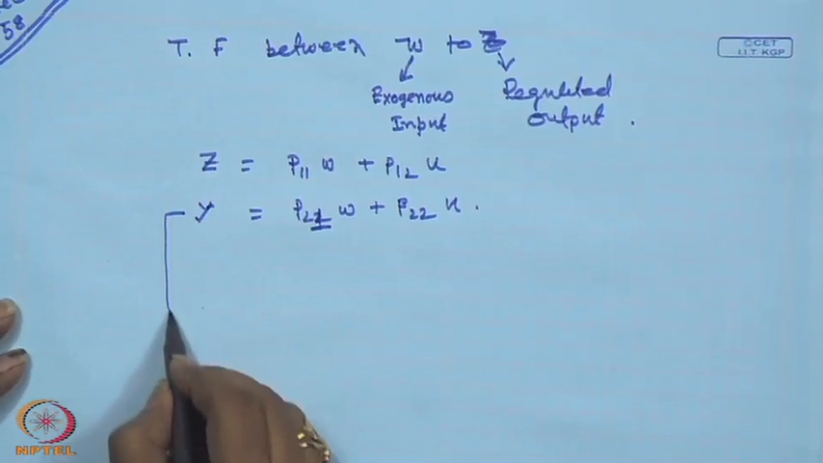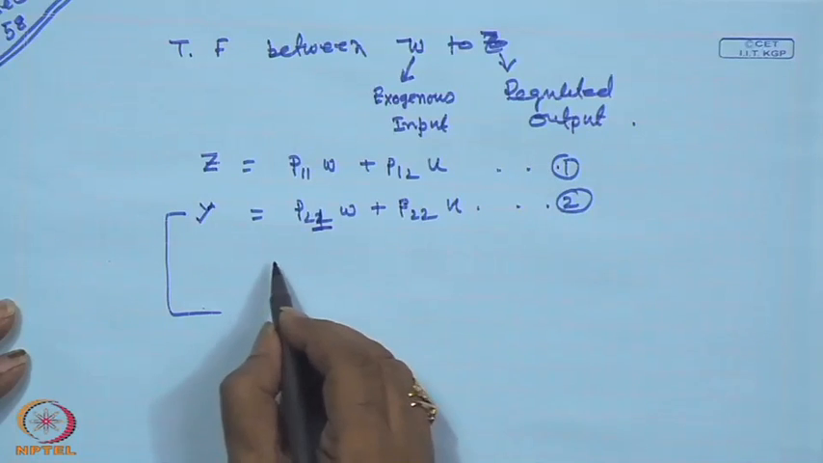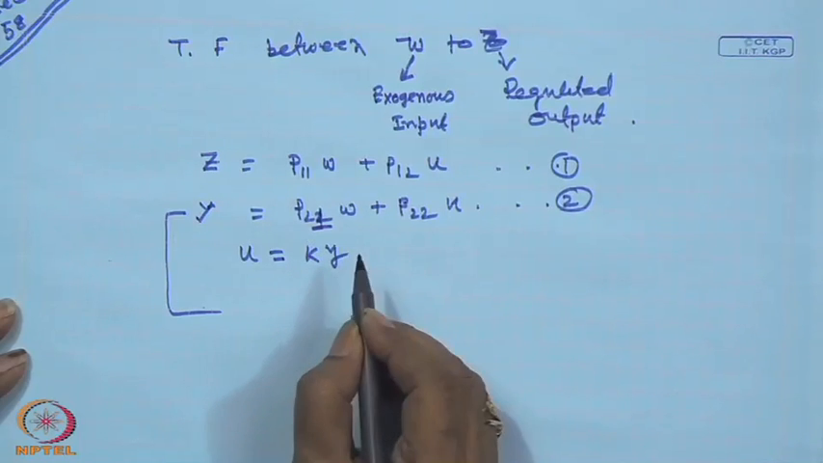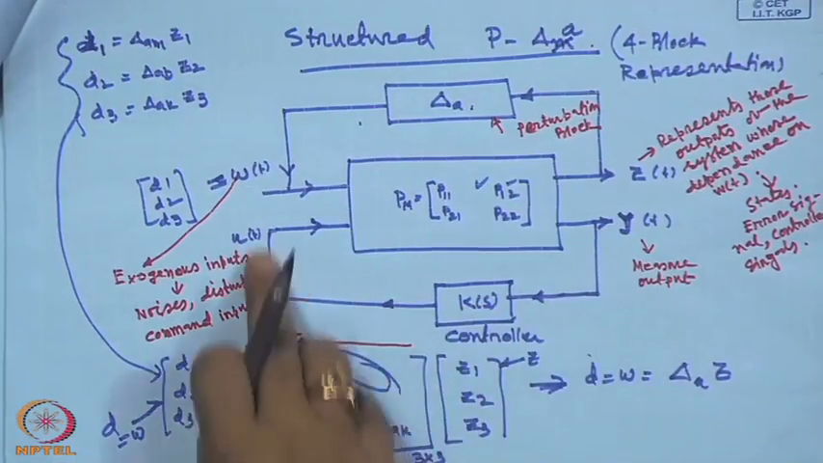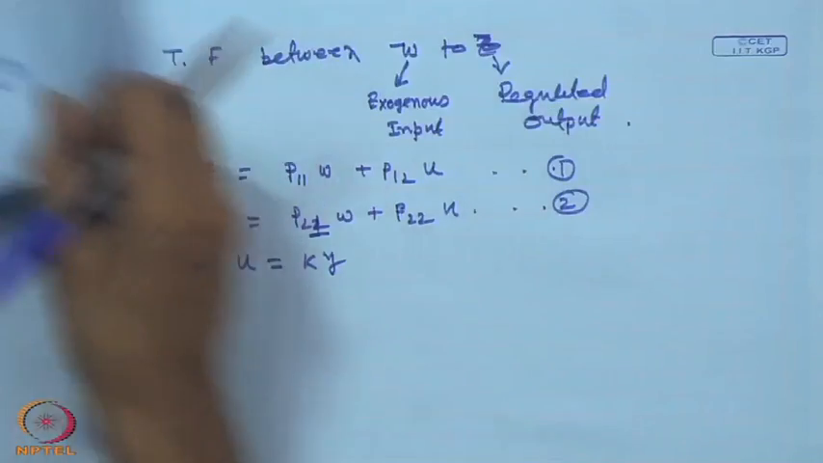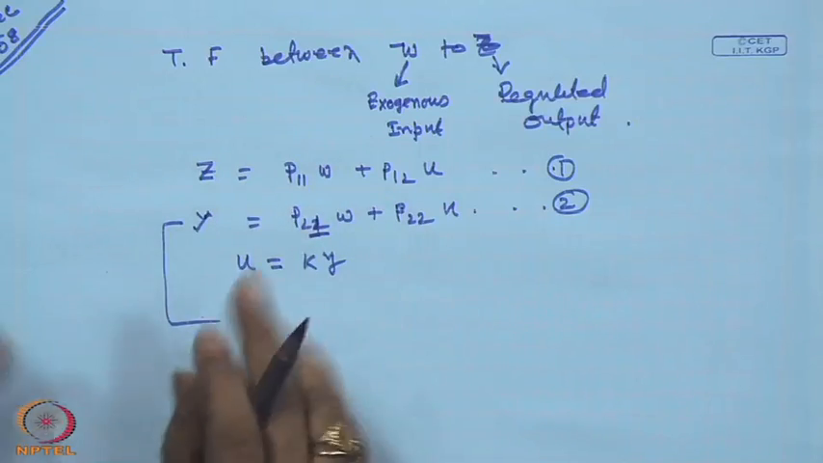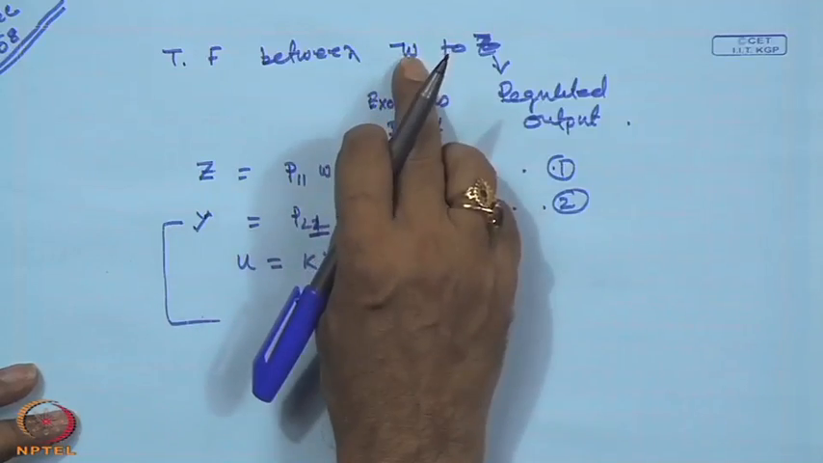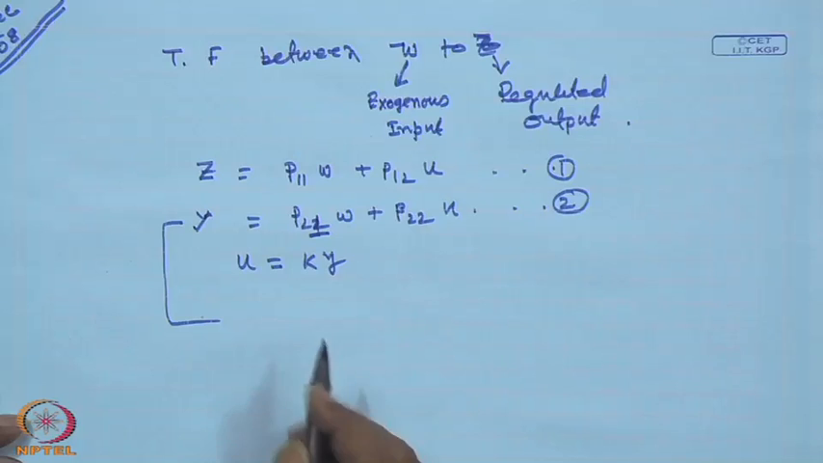Let us call this equation number 1, this equation number 2, and in addition to this, we know another equation, that U is equal to K into Y. If you see this basic diagram, this one is K, I am omitting the S for convenience, K into Y. So, now after manipulation, we will find out the relationship between W and Z, input is W and output is Z. So, it is a transfer function between the signals W and Z.